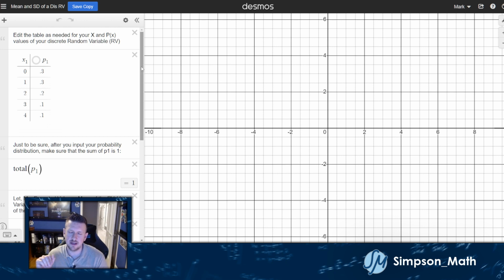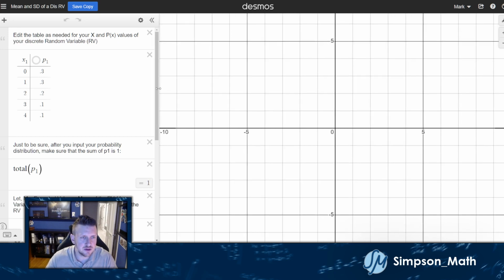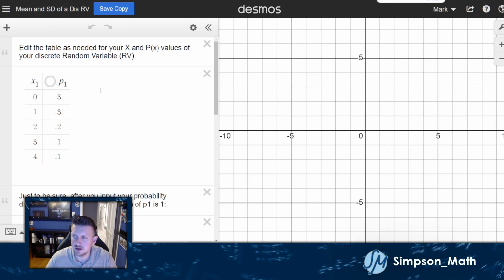Admittedly, the 84 is probably a little bit easier. It's the one thing that beats Desmos out on this, just because it does it natively. So on here, I'm going to make this a bit bigger. There we go. So we're not using the graph or anything right now. So edit the table as needed.